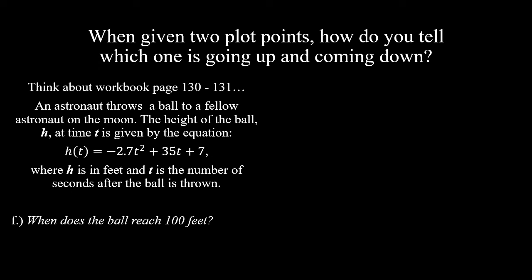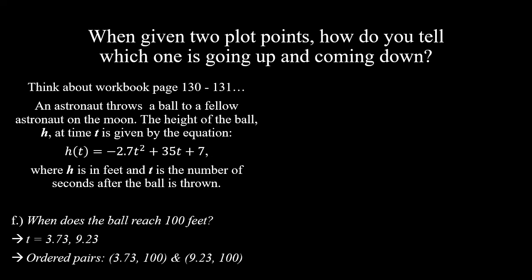When you solved this problem, you plugged in 100 for h, did a little bit of algebra to set the equation equal to 0, and used the quadratic formula to solve for t, right? And you found that the ball is at 100 feet after 3.73 seconds and 9.23 seconds. So you get two answers, and your question is, how do I know which time represents the ball going up and which time represents the ball going down?